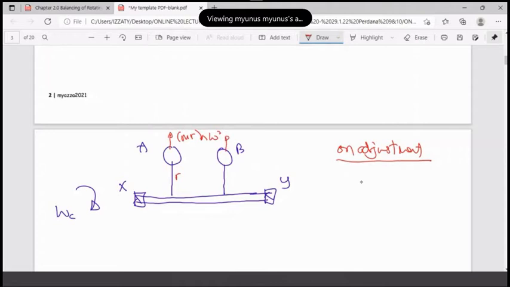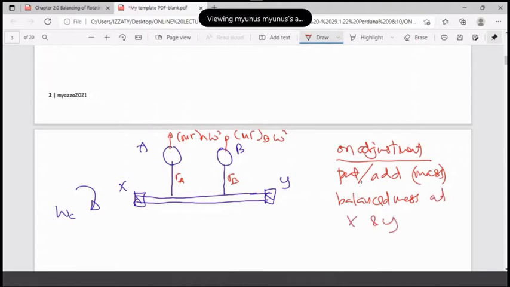Same thing here. It will be rotating. This one is m_B r_B omega square. This one is r_A, r_B. So typically on adjustment, you add mass. This mass is the balance mass, added at X and Y. This is what we learned earlier, before I go to the next one.